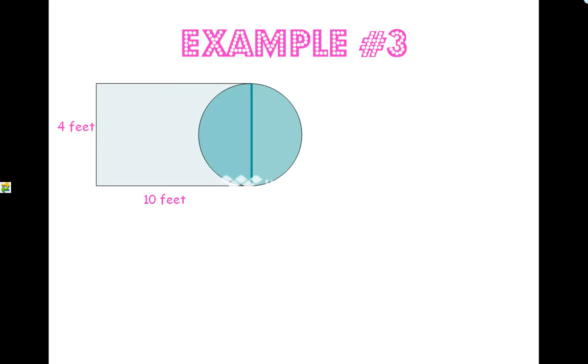Example number 3. You've got something different than a rectangle here. You do have a rectangle, but you also have a semicircle. You notice there's a whole circle, but on this circle, the area on the inside is included in the area of the rectangle. So the other area that we'll have to find is half of a circle, which is called a semicircle. So we want to find the area of the following shape.